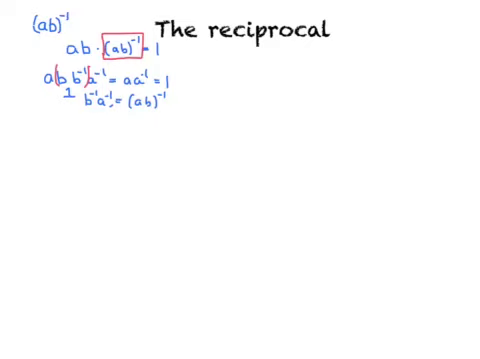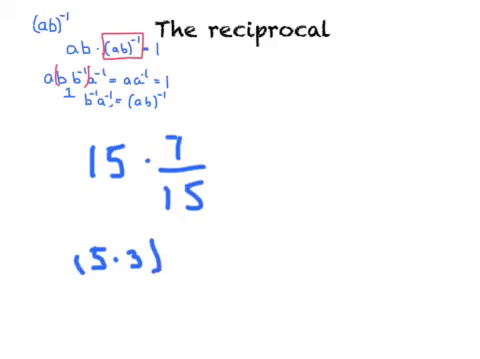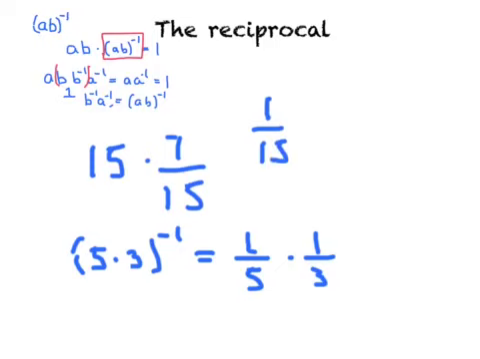To illustrate, what is the reciprocal of 15? The reciprocal of 15 is 1 over 15. But 15 is 5 times 3. So we know that the reciprocal of 15 has to be equal to the reciprocal of 5 times the reciprocal of 3. So in other words, we just showed that 1 over 15, the reciprocal of the product, is equal to the product of the reciprocals.